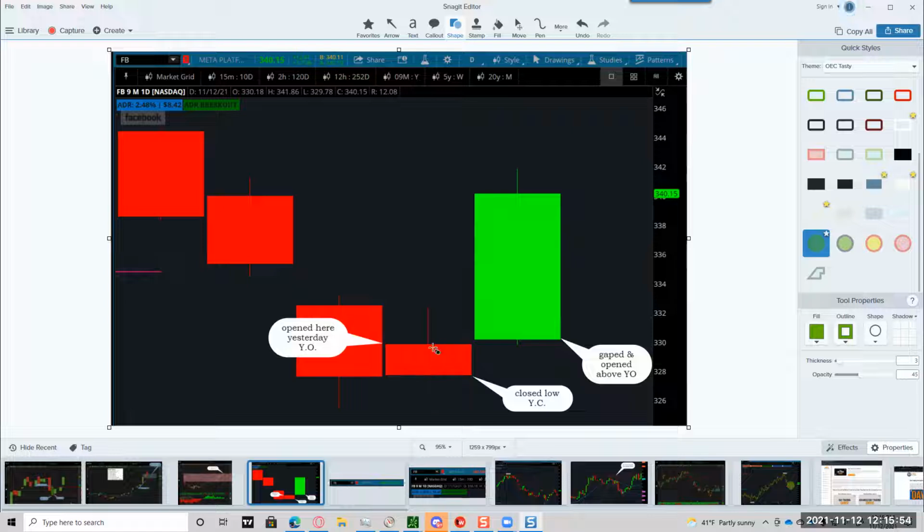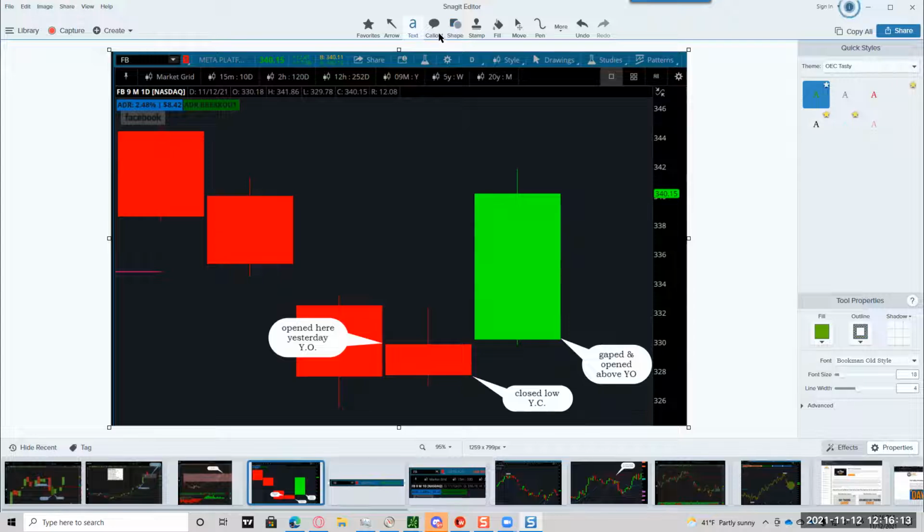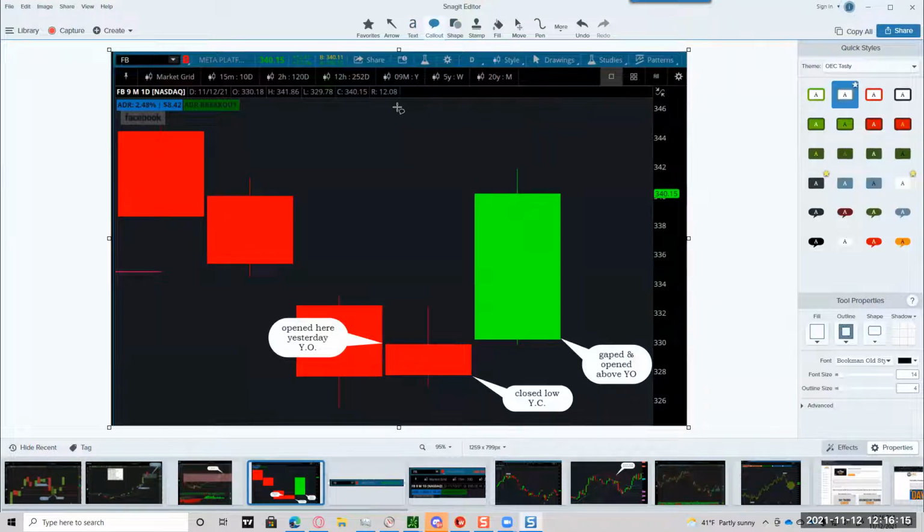We closed in the lower portion of this red candle the day before. And we were going to open up today higher than yesterday's open. So this is R2G, red to green. And that's what it's called if you're looking for the name of a strategy, the R2G strategy, right? You normally see it written in lower case, R2G, like that. All right. So that's an R2G setup.